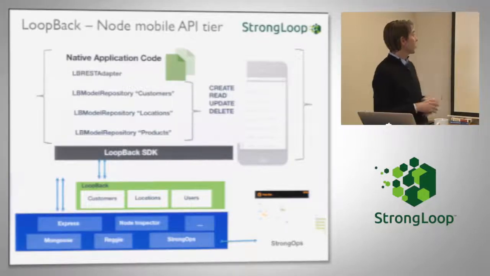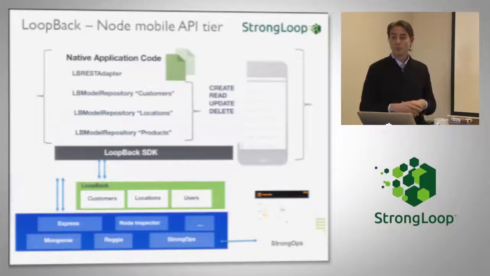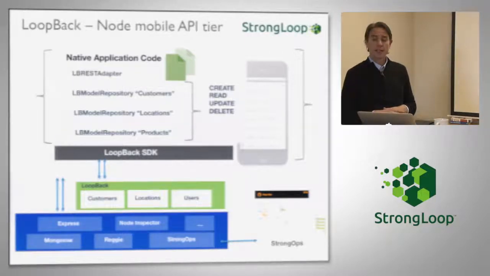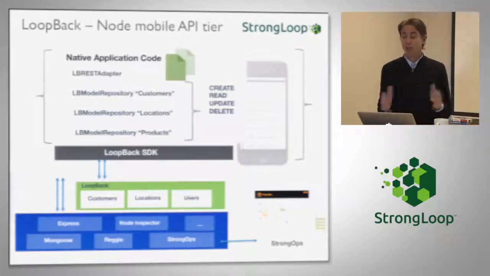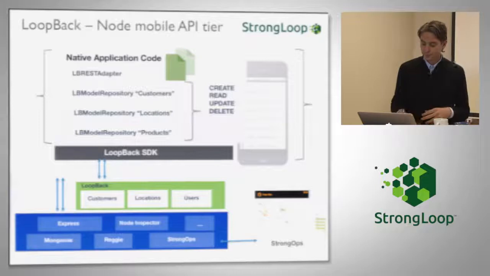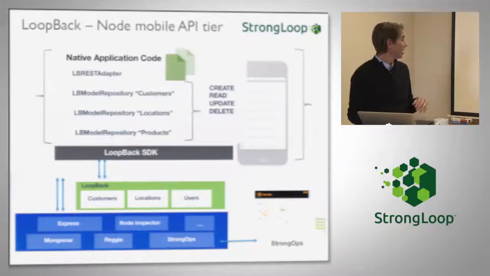So in addition, of course, to having the LB model repository objects on the mobile client side that give you access to CRUD and remoting, custom remote features, of course, there's going to be a mirror component down in the LoopBack Node.js API tier sitting inside your Node application or your Node server. We're not going to get too deep into that, but you'll see it as we stand it up, because we want to stand up our own implementation.